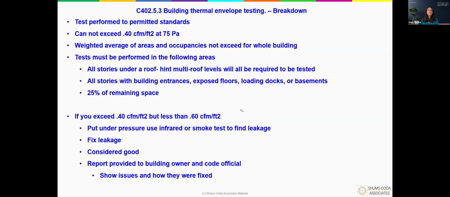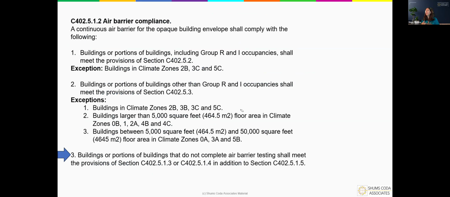Now, the third option here, or the third number in here that would need to comply, says, hey, if you don't fall under number 1 or number 2, because you meet the exceptions or whatever the case may be, because number 1 says group R and I occupancies, and number 2 says anything other than group R or I occupancies, but it does have some exceptions to it. If you fall in one of those exceptions, you are now doing what number 3 is.